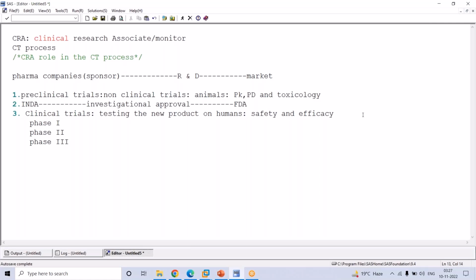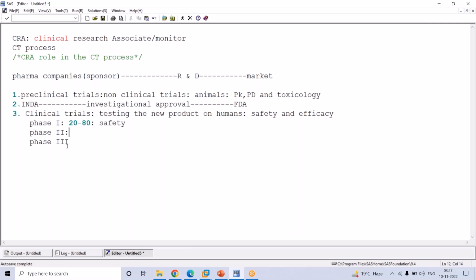Throughout the clinical trial process, throughout the life cycle of the clinical trial, the CRA will play the main role by monitoring the study throughout all the phases, by reviewing the data and ensuring the data quality. The clinical research associate plays a critical role. Phase 1 will be done on 20 to 80 people, all healthy people, with the main objective of safety.